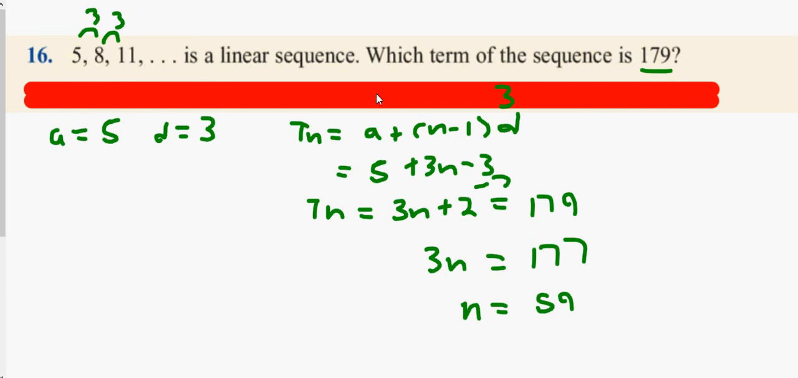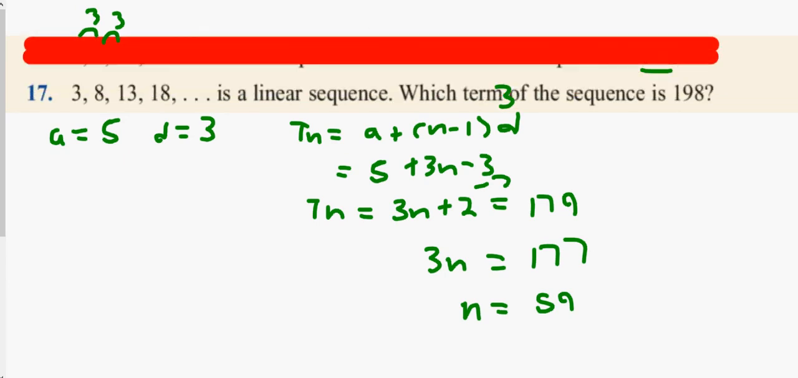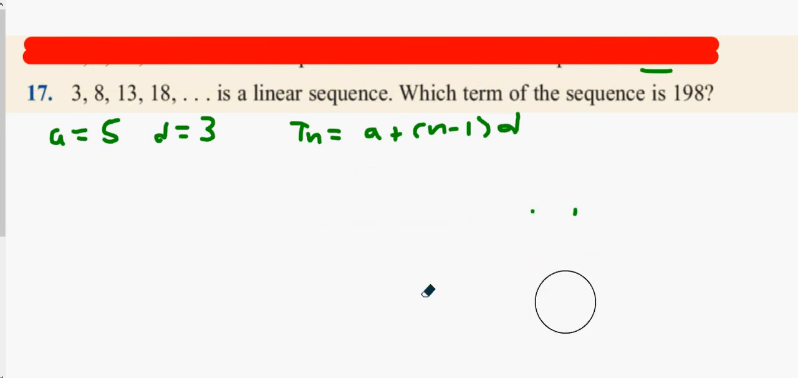Question 17 is pretty much the same question. So what we have is an A value of 3 and a D value of 5, because it goes up in 5s. And we do our Tn formula to find out what is the formula for the sequence. And then we go, that's 5n minus 2.